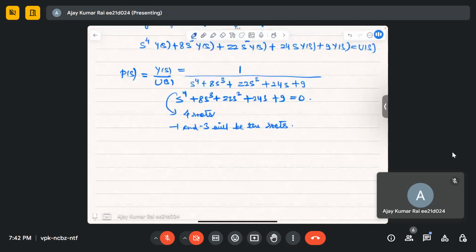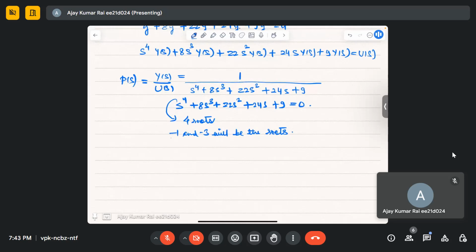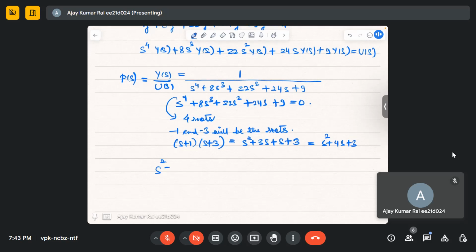It will be lengthy, but let me do it by hand. You can factorize this equation, right? Since -1 and -3 are the roots, s plus 1 and s plus 3 will be the factors. So let me do s square plus 3s plus s plus 3. So s square plus 4s plus 3 will be one of the factors, right? You have to find the other factor. So with s square plus 4s plus 3, let's find the factors here.